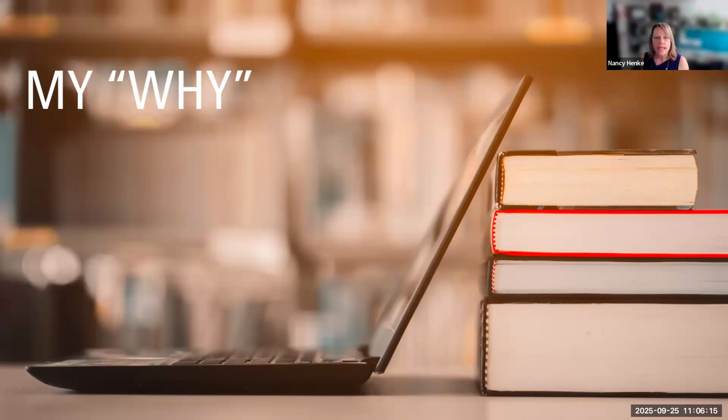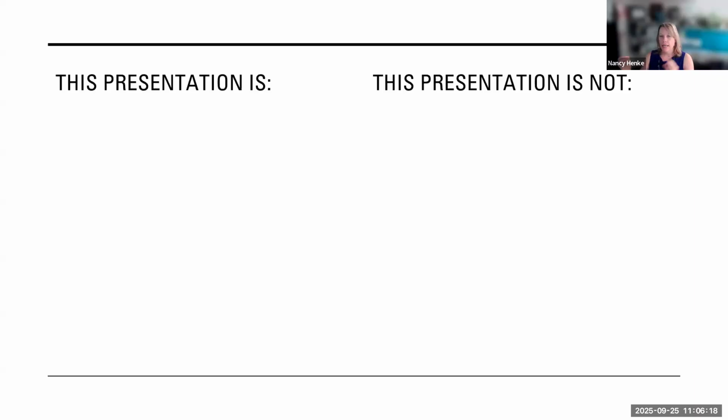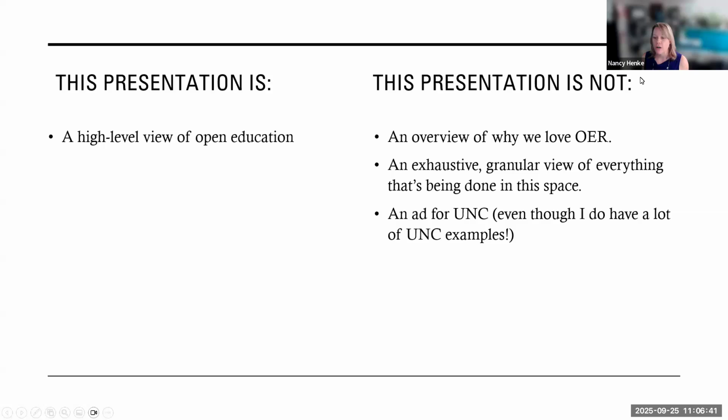Another thing I want to talk about is what this presentation is and what it is not. What this presentation is, very simply, is that big, broad, high-level view of open education. So I gave you my agenda. You obviously signed up. You read the abstract for the webinar. But sometimes it's helpful to understand something by understanding what it is not. So this presentation is not an overview of why we love OER. There are many reasons to love OER. I love OER. But that's a different webinar. In fact, that's a different series of webinars. So I'm not going to get into all the many reasons beyond cost savings why OER are fantastic.